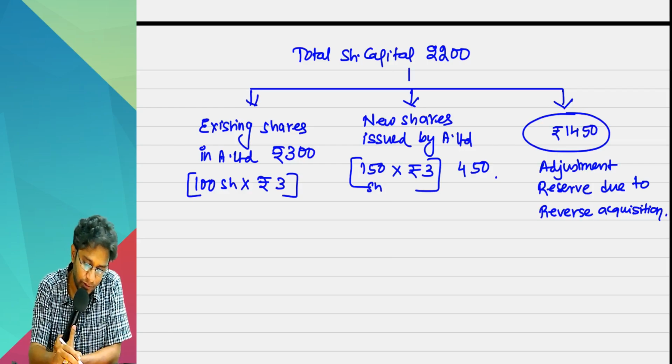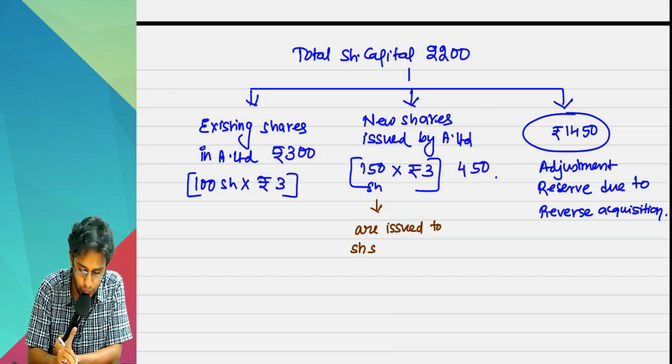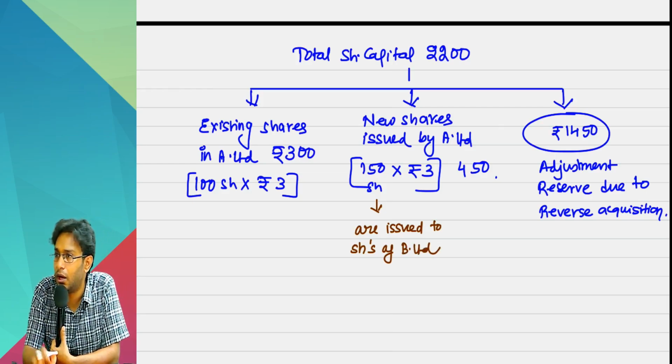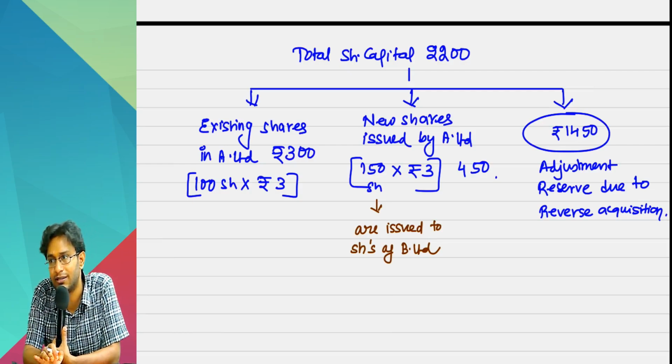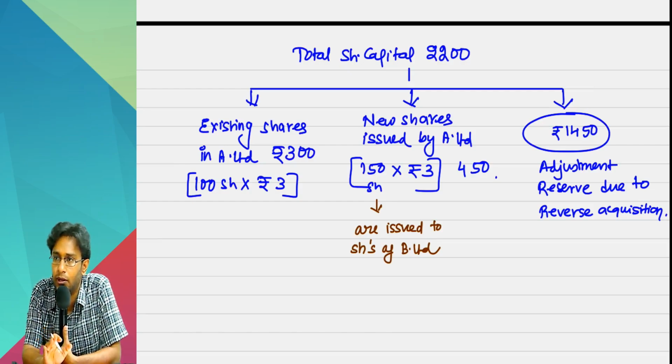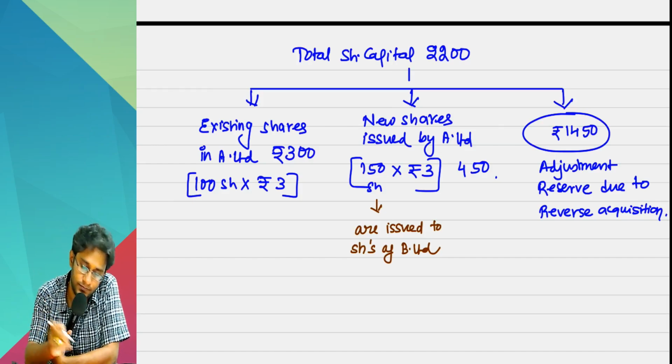So tell me, if 150 shares are there here, they are issued to whom? Is it correct? They are issued to shareholders of B Limited. 100 shares are your own existing shareholders' shares. But because you issued 150 shares to them, they became the controlling power in your company. And hence all this story happened. That is one part of the question.